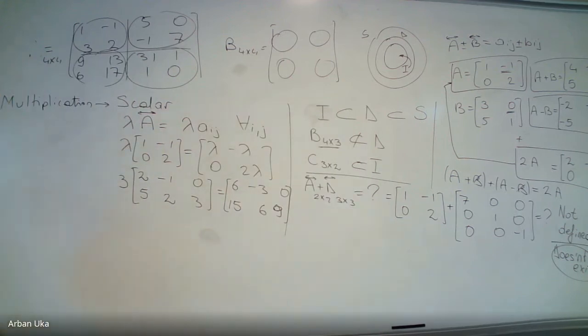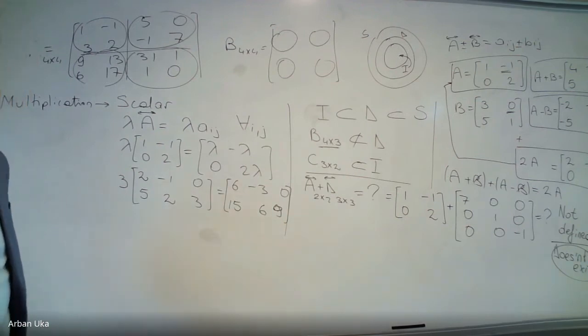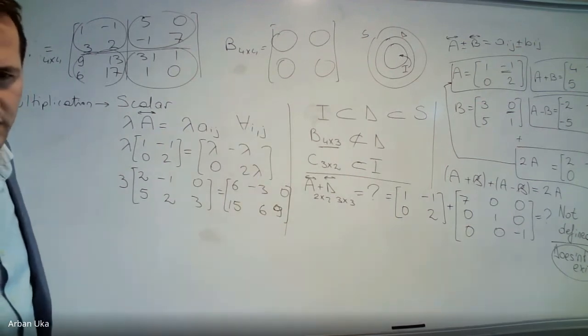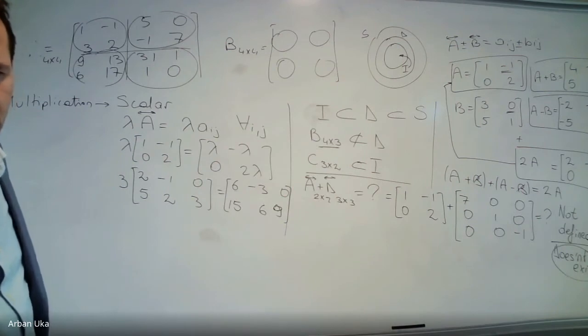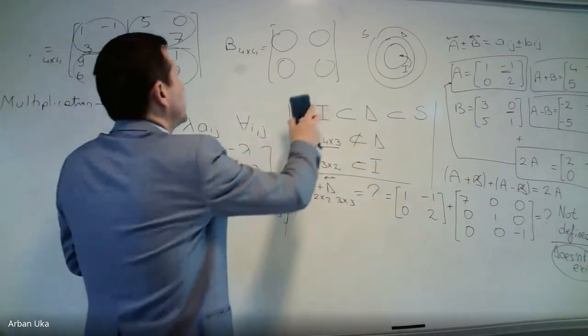Then we can work out some examples. We can also define the multiplication of two matrices. So this is the definition, which you can read on the slide.